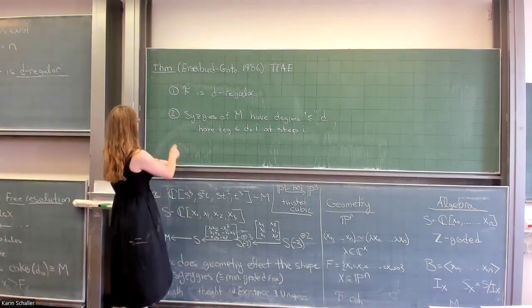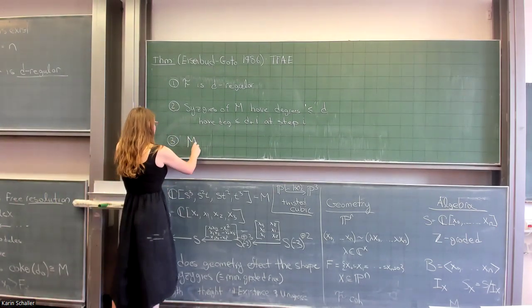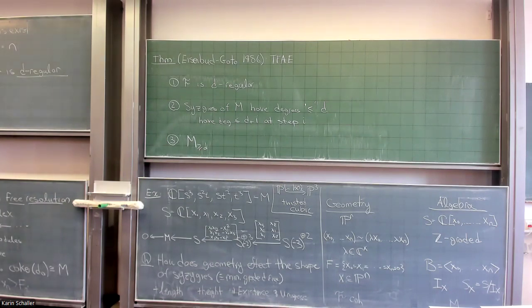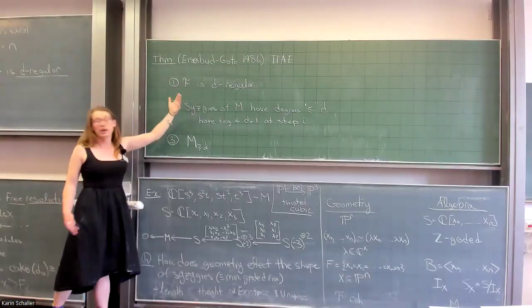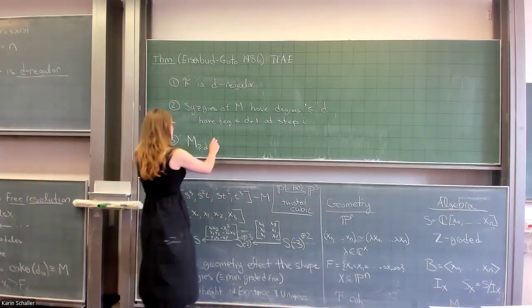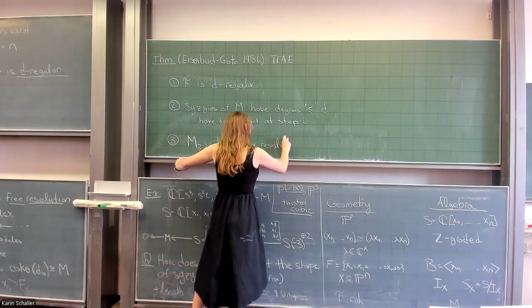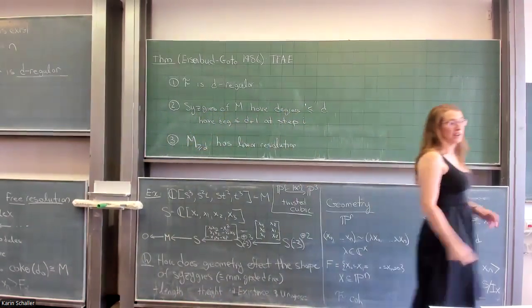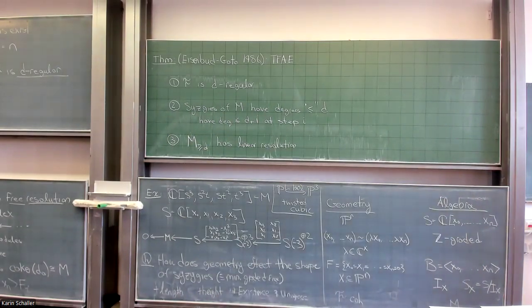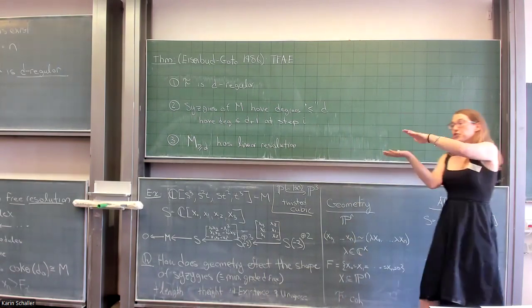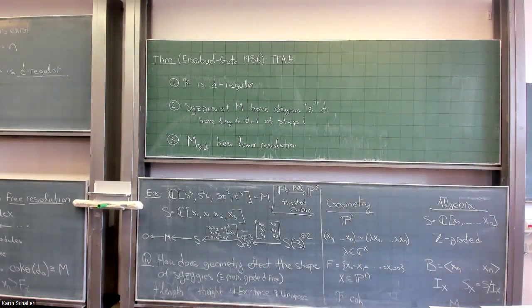Okay. And lastly, if you take your module and you look at the submodule generated by everything whose degree is larger than D, this is a new module. Notice it gives you the same sheaf as M because they agree in high degree. But this has a linear resolution, by which I mean all the entries in the matrices when you write down the minimal graded free resolution of M truncated at D are linear forms. So in some sense, this resolution has the simplest possible degree. It's all concentrated in one degree. It has smallest possible height.